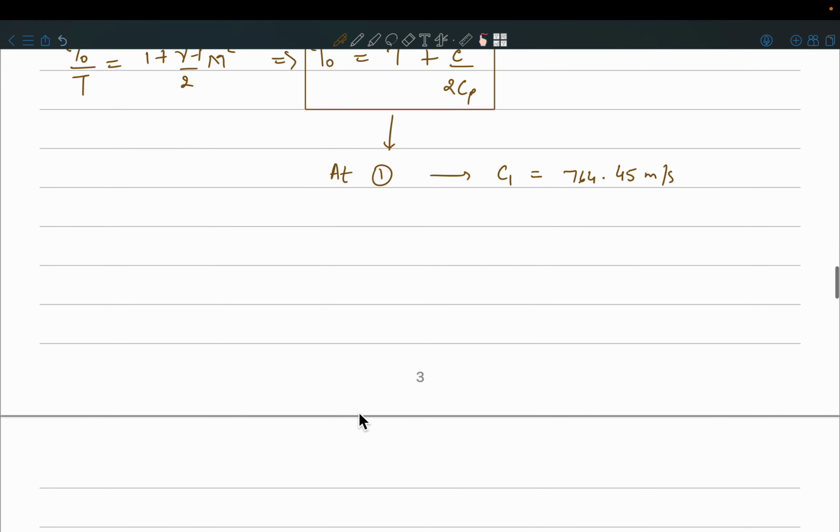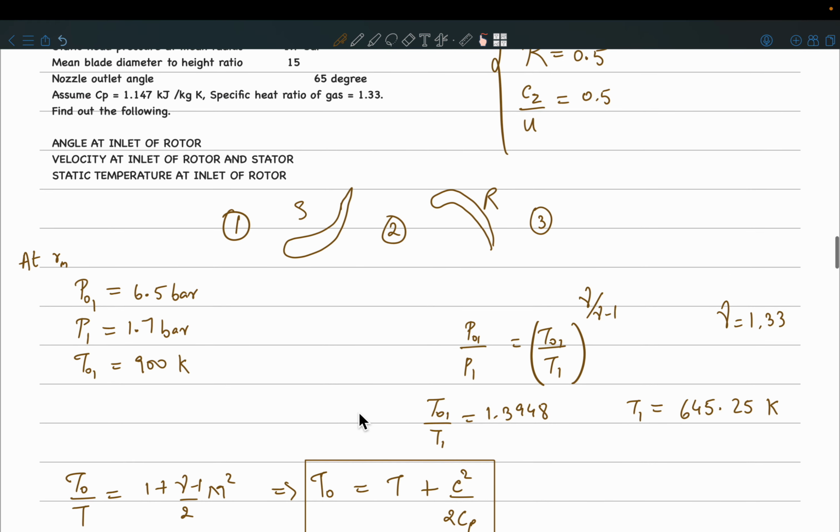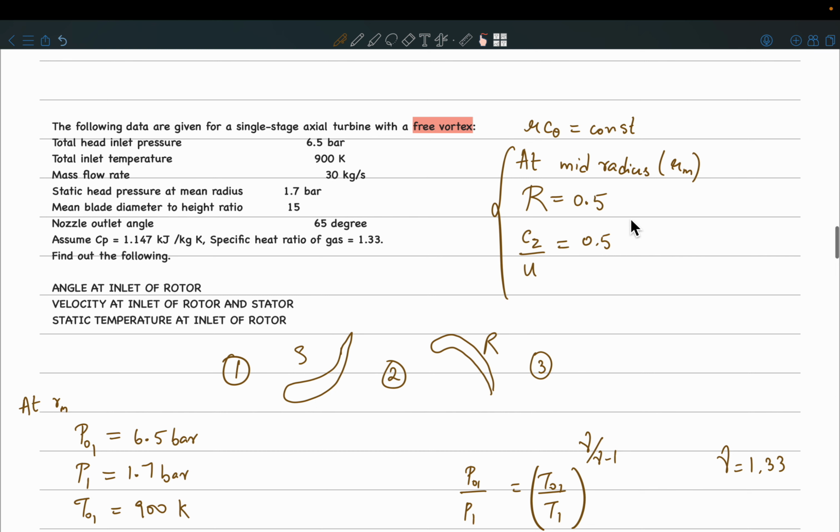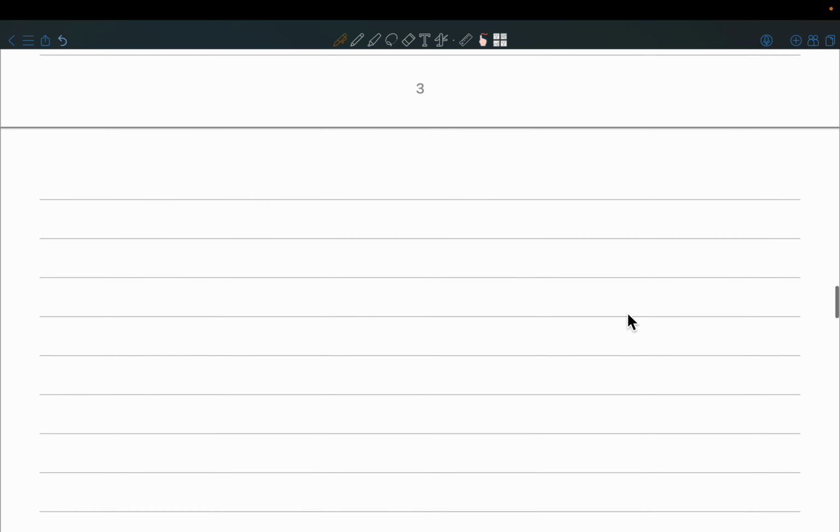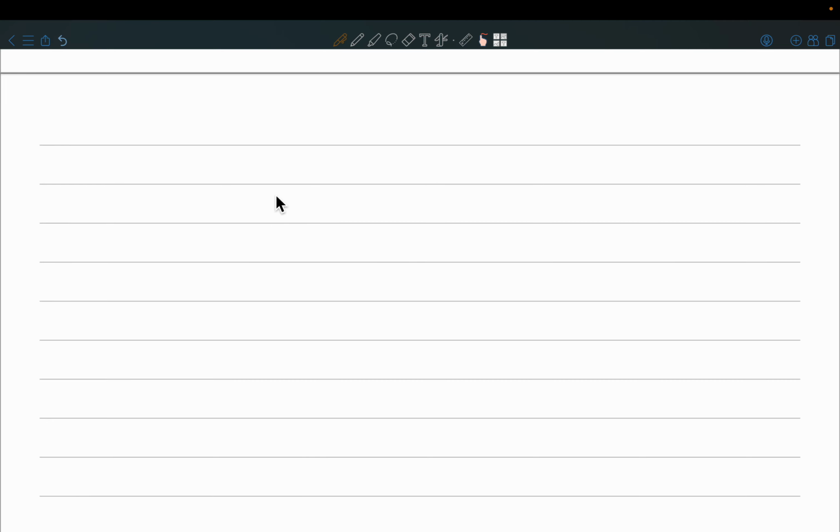Now comes the part where we use the concept that this is a free vortex design and the degree of reaction is going to be 0.5, and also Cz by U is 0.5. So what is the condition for a 50% reaction turbine? If you draw the velocity triangles, it looks something like this. Let us say this is my blade velocity, and let us say there is an inlet velocity in this direction. So this is C3 or C1.